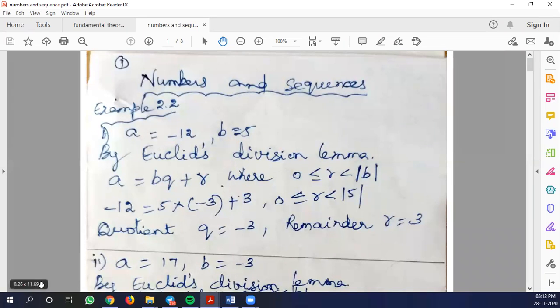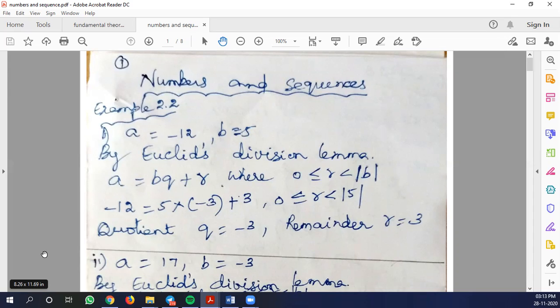Welcome children. Today we are going to see about numbers and sequences. In that you have an important theorem that is called Euclid's division lemma. So a lemma is actually a mini theorem only. So you take page number 38, Euclid's division lemma.